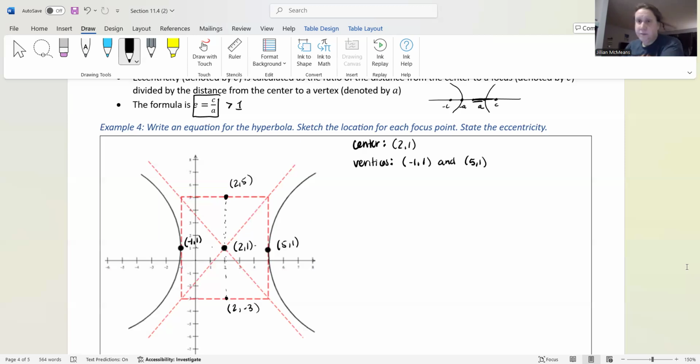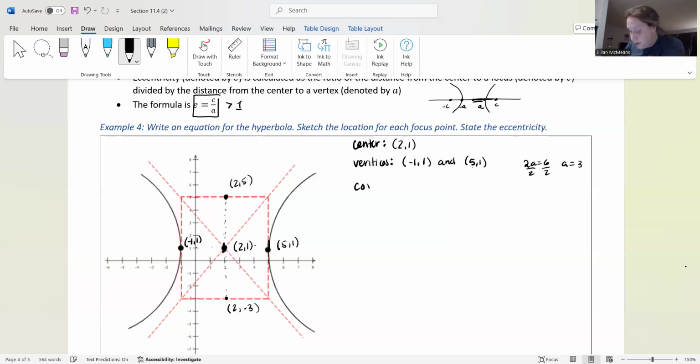So if we're looking from the vertices, to get from -1 to +5, we would have to go 6 units. So we could say 2A equals 6, divide both sides by 2, we get A equals 3. Okay, we know what A is. You could also say, to get from the center to either vertex, I would have to move either left or right 3 units. Doesn't matter how you slice it, A is 3.